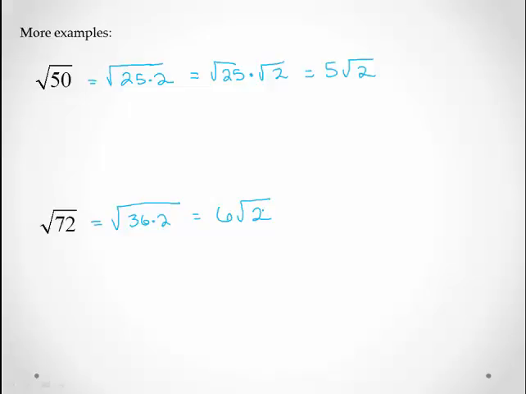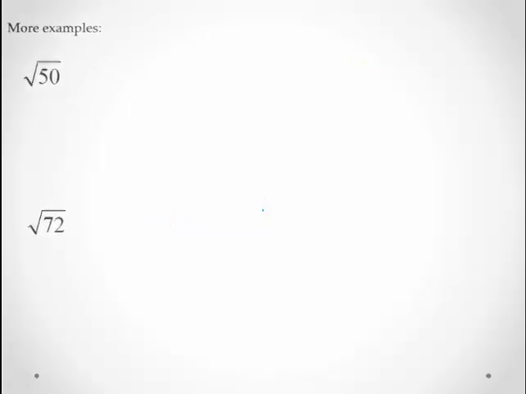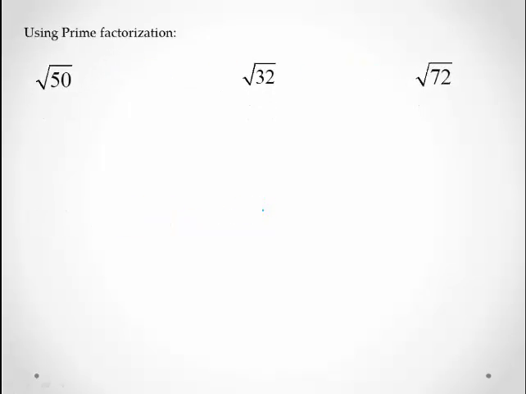Now, in order to do this, you'd have to recognize that 72 is 36 times 2. And if you can recognize that perfect square, that's wonderful. But sometimes you don't know that 36 times 2 is 72 and that 36 is a perfect square. So that's when method 2 can really come in handy. Method 2 is to use prime factorization. So we're going to use all the same numbers so you can see that we get the same answer no matter which method we use.